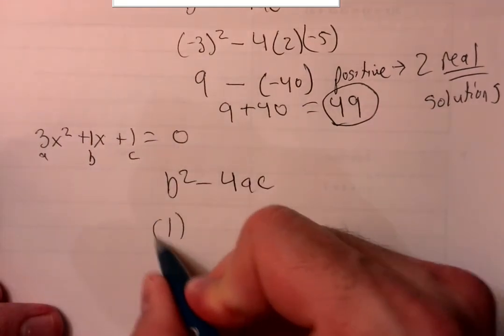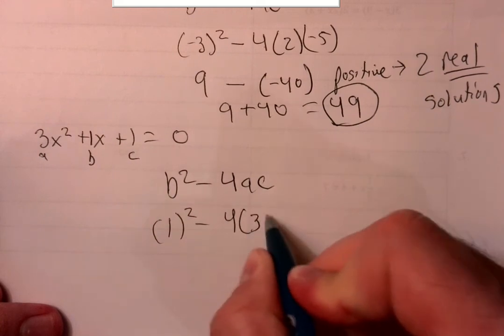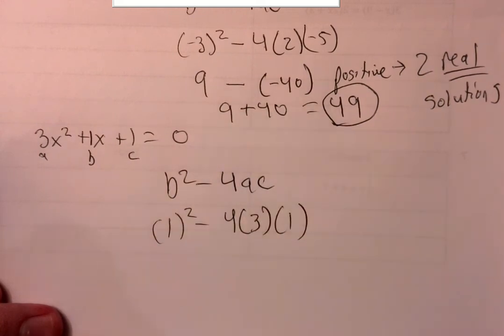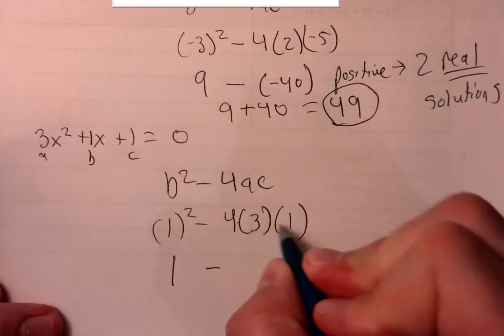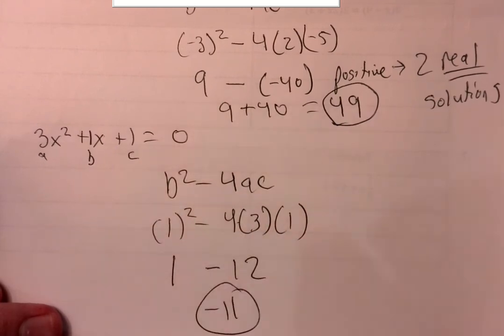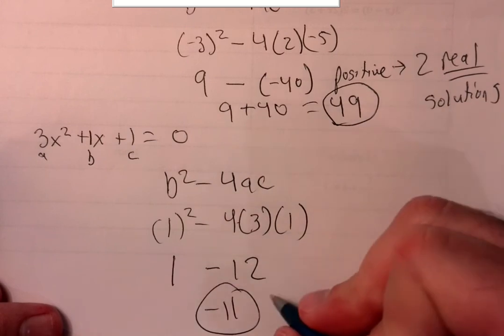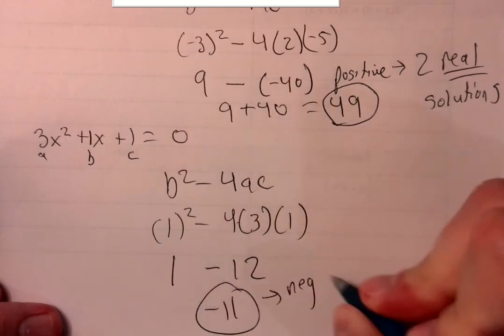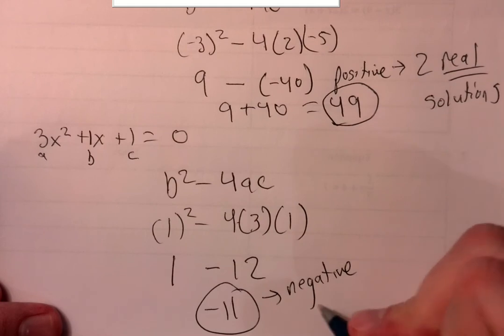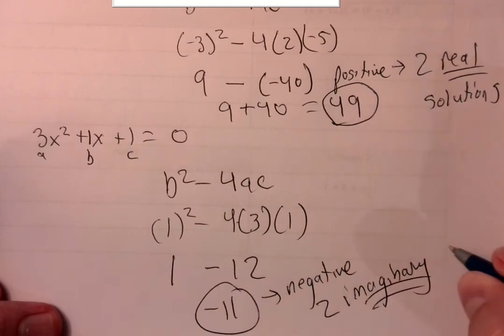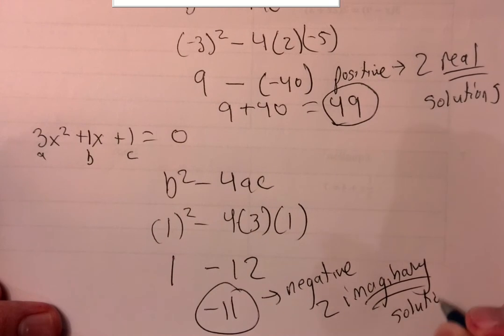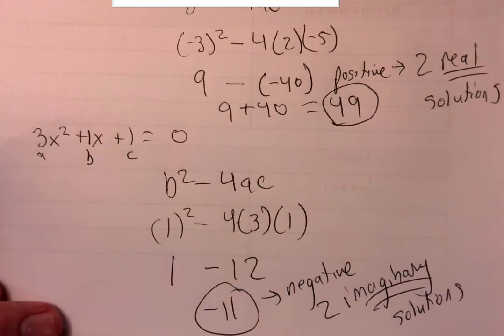So b squared minus 4ac, and I'm writing kind of fast, so excuse my sloppy handwriting. 1 squared is 1 minus 12, which is -11. So notice my discriminant is negative, which means I have two imaginary solutions. And again, you'll see why this is when we actually get to doing the quadratic formula. But I just want you to get that the discriminant helps you know what type of solutions.